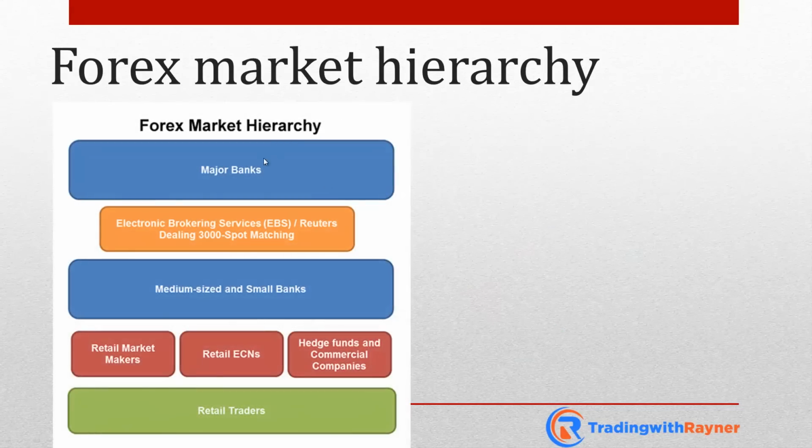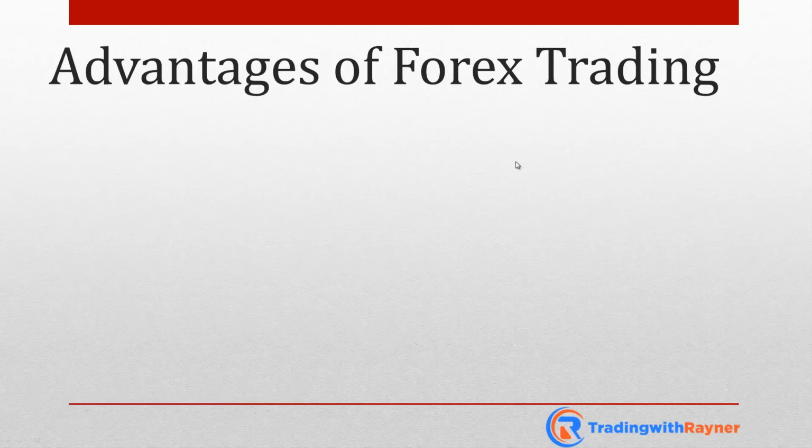So this is the hierarchy. You can see that at the top of the food chain are the major banks and the central banks, followed by medium-sized and smaller banks, then the brokers, hedge funds, corporations, and finally retail traders at the bottom. This is from BabyPips.